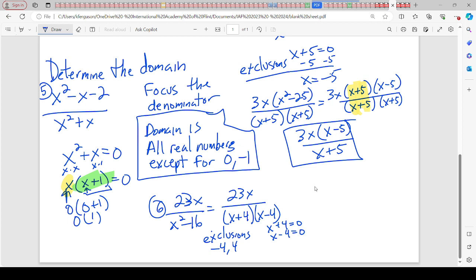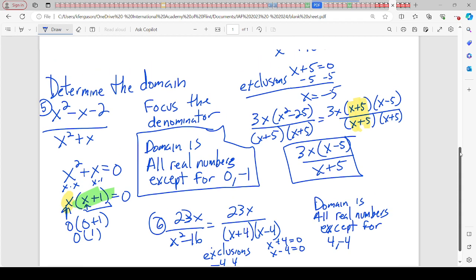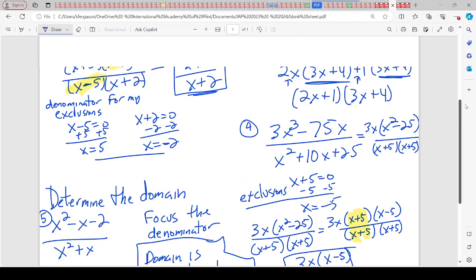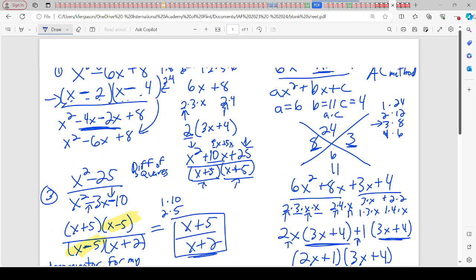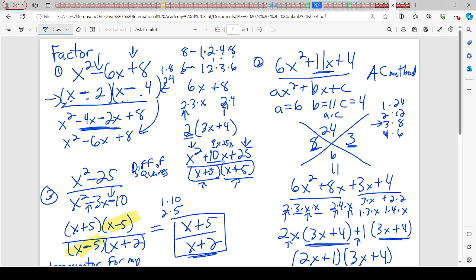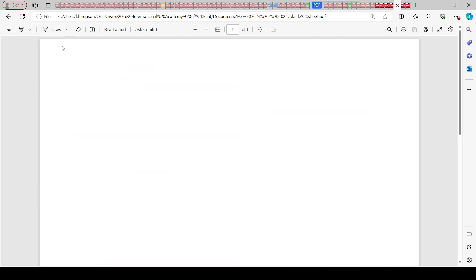So then that means that my domain is all real numbers except for 4 and -4. So that's number 6. Take a quick spot check back slowly. And then we go here. And we're looking at number 7. Number 7 is still determine the domain.